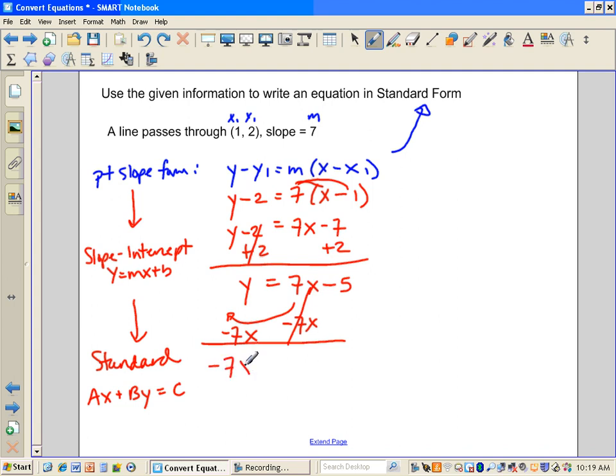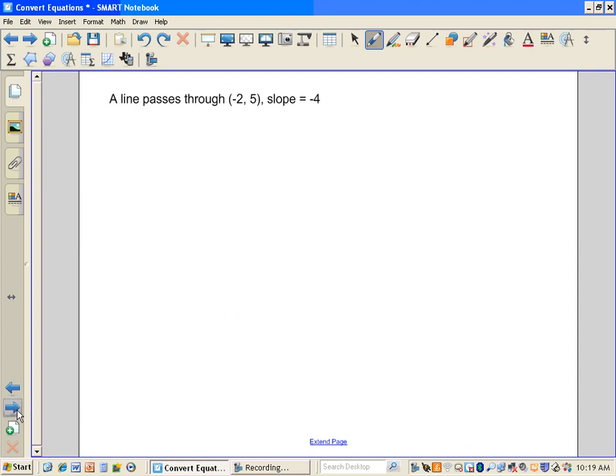Minus 7x plus y is equal to negative 5. Ax, there's my by. My b in this case happens to just be a 1. That's okay. And there's my c term, just the number all by itself on the other side. Whew. That's a long process, but it's not impossible.